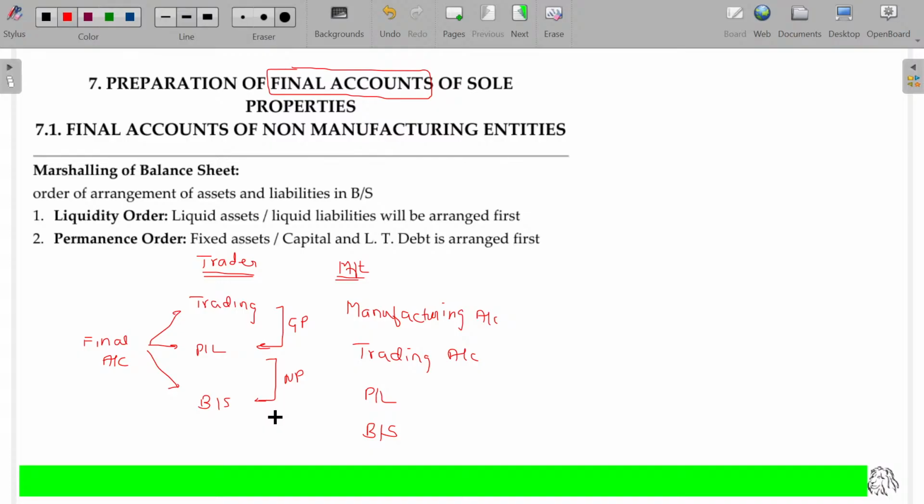The conversion portion is separately identified by preparing the manufacturing account. By tallying that, we find out the cost we spend for manufacturing. That cost of production, COP, is transferred to the trading account. With that cost of production, I add some profit and sell to the outside. Because of that I get GP, which is transferred to the P&L account, and on tallying the P&L account, the balance I get is net profit, transferred to the balance sheet. This is the logic.